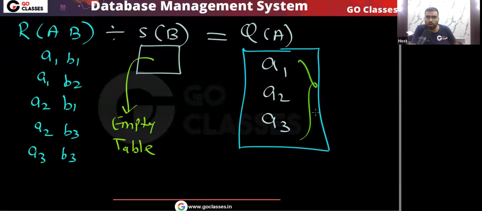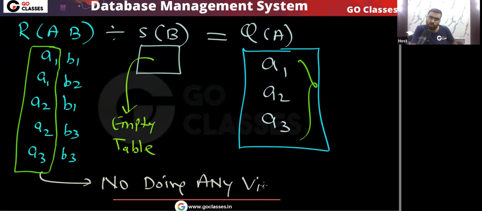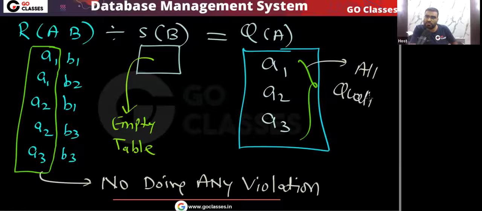Very simple. All of them will come in the output because they cannot be disqualified, yes or no? There is no violation. They are not doing any violation. So all are qualified. Please tell me, did you understand this? So all are qualified.